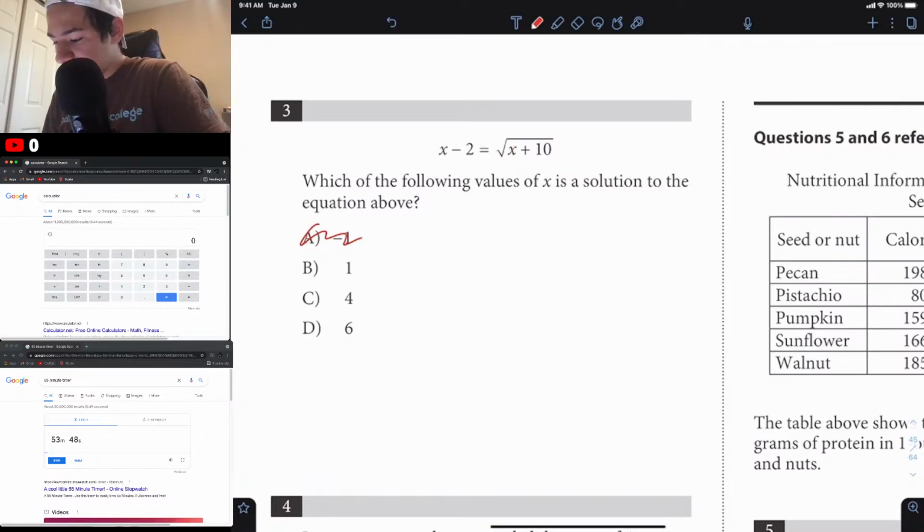If I plug in 1, that's the same deal. 4 minus 2, this one's probably going to be the answer. So 2 equals root 16. Oh, that's not the answer. So the answer might be 6 here. Yeah, 6 is the answer, because 6 minus 2 is 4, which is equal to root 16. Awesome.